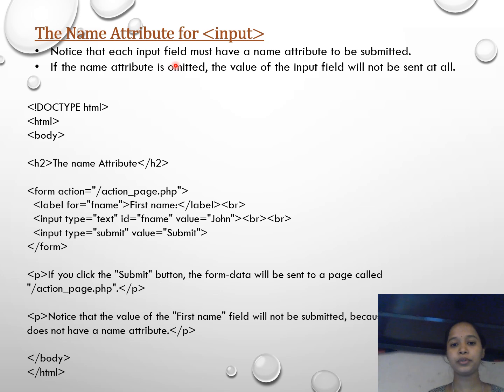Next, the name attribute for input. Notice that each input field must have a name attribute to be submitted. If the name attribute is omitted, the value of the input field will not be sent at all. And this is the program for the name attribute in input.